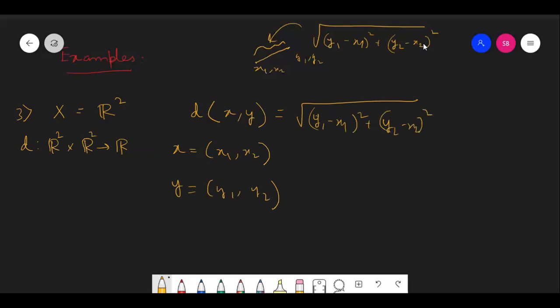It is a matter of fact to check that it satisfies all the four conditions. It is obviously non-negative. Again, it is obviously equal to 0 when x is equal to y: if x is equal to y, then x1 is equal to y1 and x2 is equal to y2, so in that case it should be 0. It is also obvious to check that it is symmetric, but checking that it satisfies the triangle inequality might require a bit of work, but that is your exercise. Exercise: check the triangle inequality.